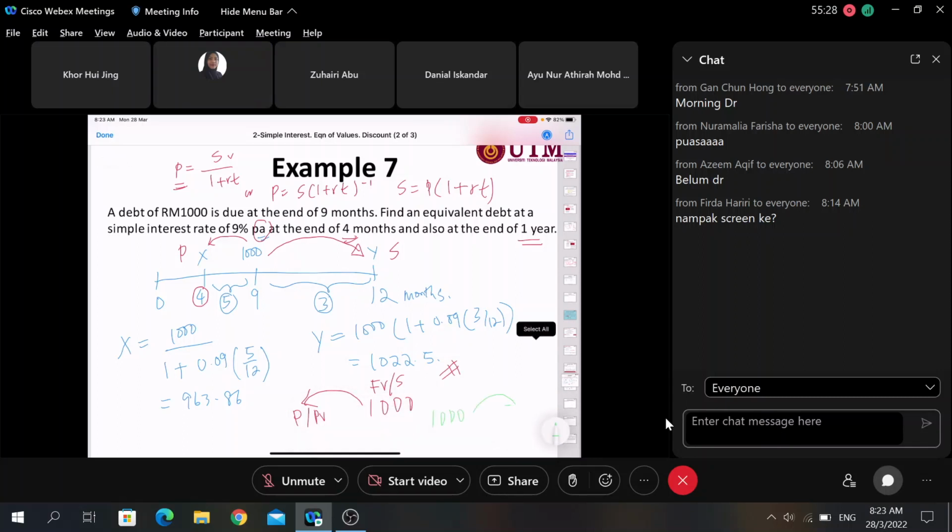this 1000 would be your present value or your principal. Okay, and then here you are going to find for your value of FV or S. Okay, class? So it depends on the direction. Okay, clear? Is it clear?